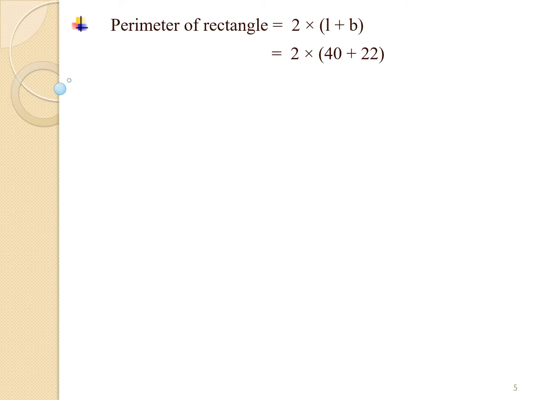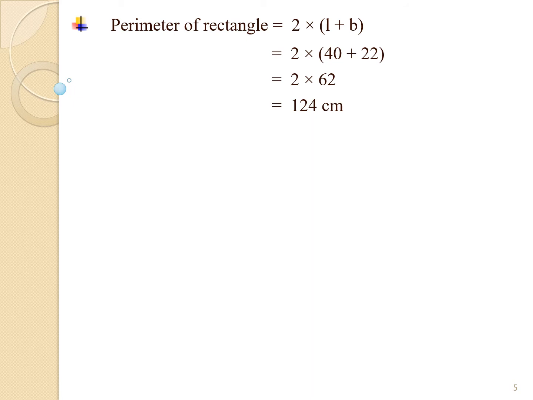Perimeter of rectangle equals 2 into (length plus breadth), equals 2 into (40 plus 22). Now, solving the bracket and keeping 2 as it is, we get 2 into 62. Now, multiplying 62 by 2, we get 124. Thus, perimeter of rectangle is 124 centimeters.